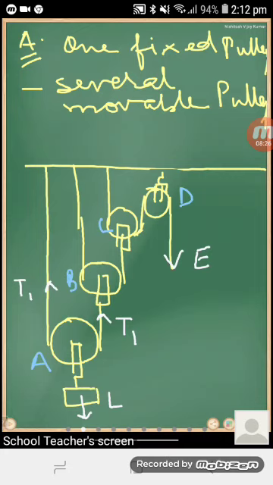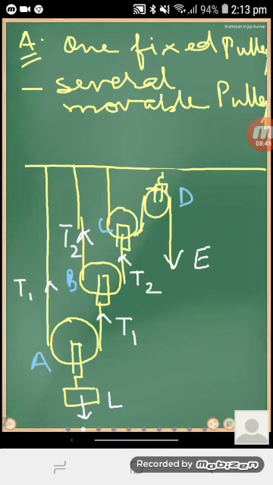Similarly, now T1 will be acting as a load for the pulley B, and this will be creating a tension in the two arms of the pulley. This will be your T2 and T.